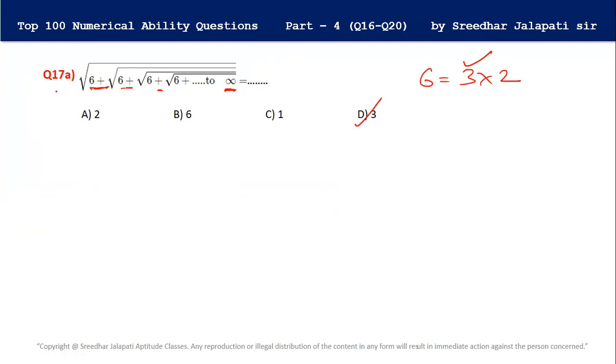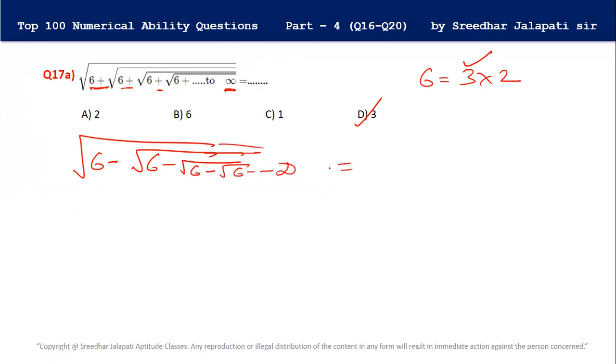Right? Suppose if it is minus, same thing, under root of 6 minus under root of 6 minus under root of so on up to infinite terms, then 6 is 3 into 2. As the symbol is minus, smaller number is the answer. Right? Smaller number is the answer.